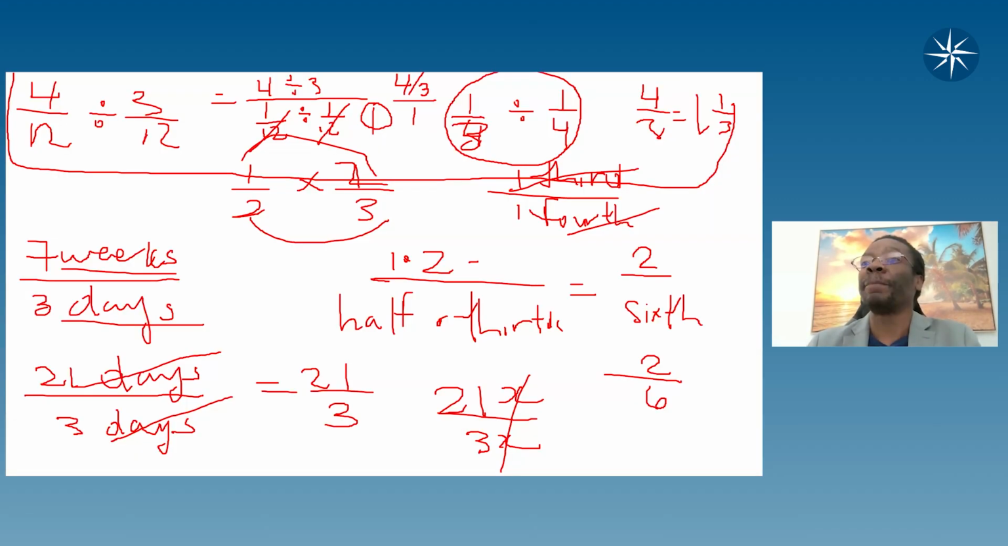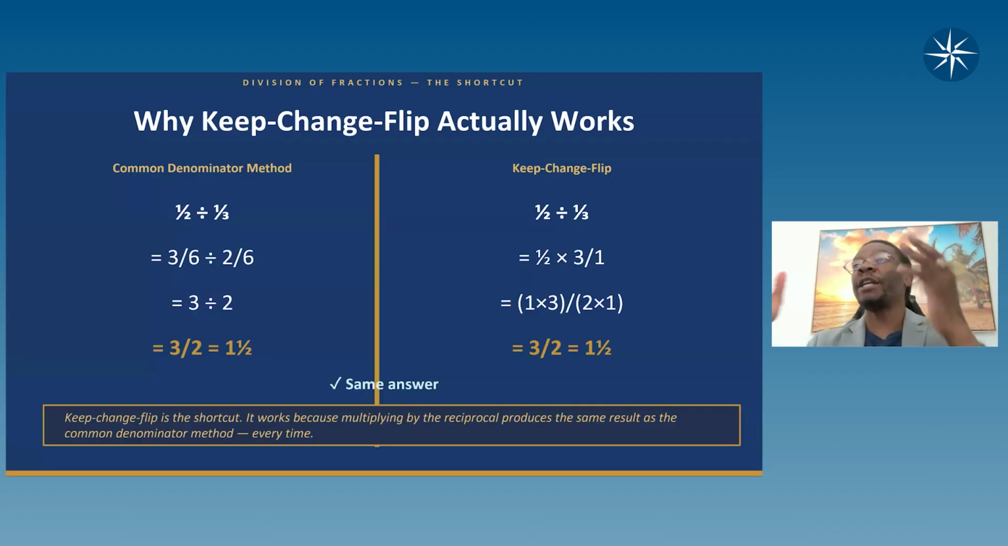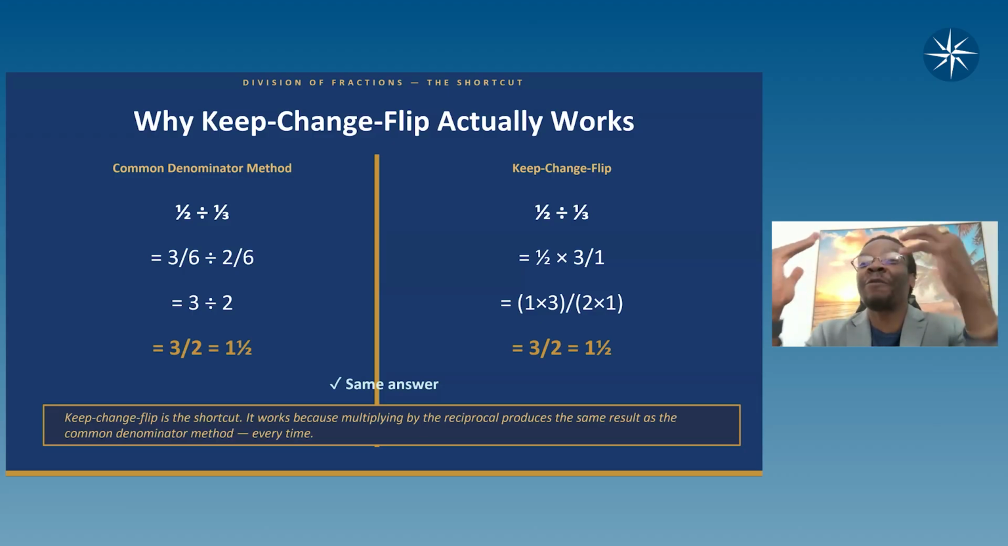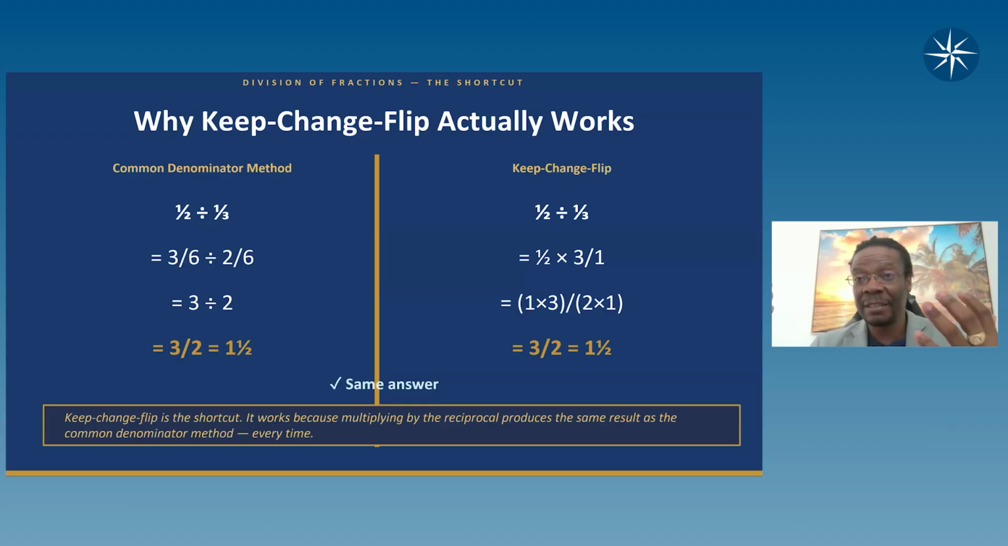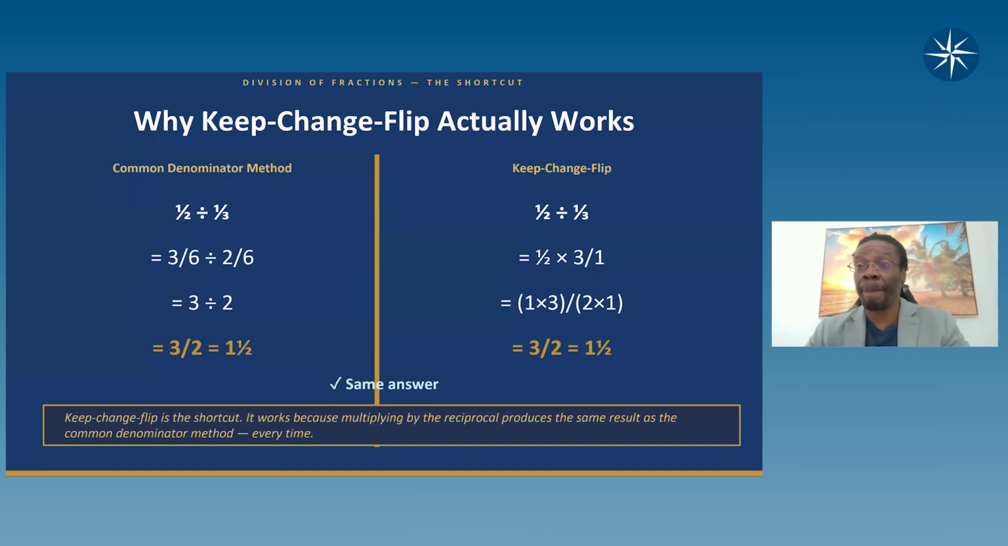All right. So this is why the change keep flip works. Just breaking it down here. It's a shortcut where the reciprocal produces the equivalent fractions behind the scenes. It makes them into a common unit. And the common unit is clearly visible when you model it using equivalent fractions. So equivalent fractions are actually involved when you divide fractions.